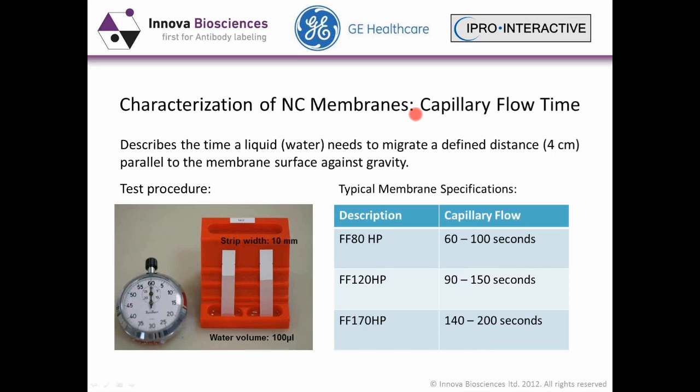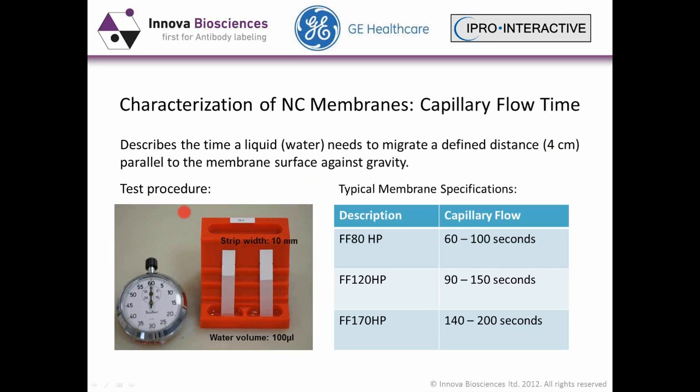Membranes are characterized by a parameter that people call capillary flow time or capillary rise time or wicking time. These are the terms that I've used, and all of them describe the same thing: the time a liquid, and in most cases we talk about water, needs to migrate a defined distance, always 4 centimeters, parallel to the membrane surface against gravity.